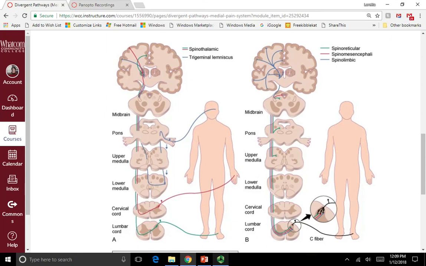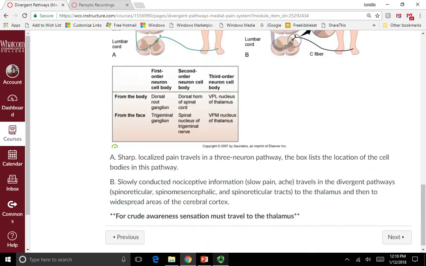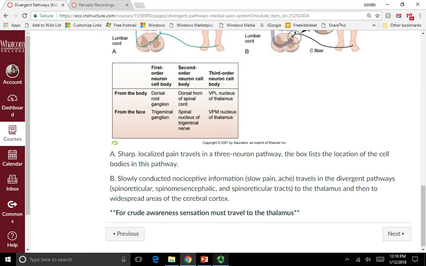The divergent systems cross over in the same level of the spinal cord. The spinothalamic system also crosses over in the same level or a couple levels up. The dorsal column medial lemniscus system crosses over in the medulla, in the midbrain. Okay, so sharp localized pain travels in a 3-neuron pathway. Slow pain travels in divergent pathways.